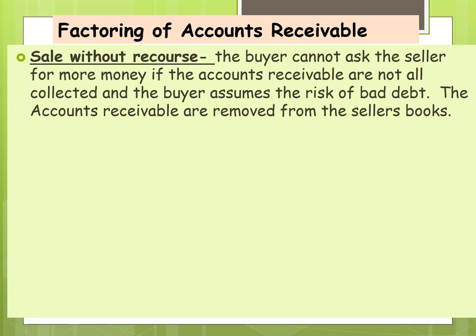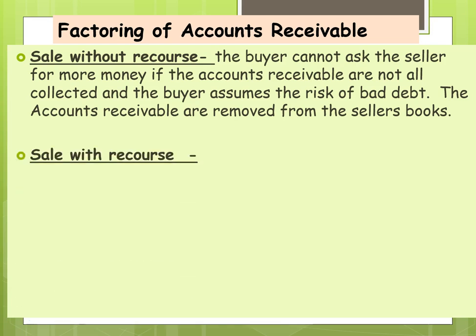Now we're going to look at factoring. People use factoring when they need their cash right away. So what they're going to do is sell their accounts receivable to a collection agency, a company that usually only does factoring. They will take care of the collection and you get your cash early. Now you can do this two ways. Sales without recourse: the buyer cannot ask the seller for more money if the accounts receivable are not all collected, and the buyer assumes the risk of the bad debt. The accounts receivable are removed from the seller's books.